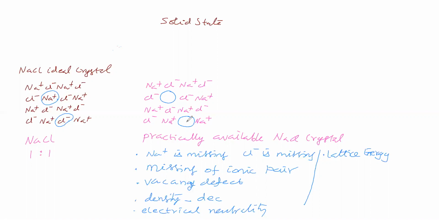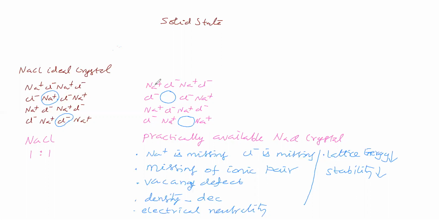So what happened to the attraction due to these vacant sites? Due to these two vacant sites, the attraction is getting reduced. The magnitude of attraction is called the lattice energy. Here, due to vacant sites, the magnitude of attraction is getting reduced. Therefore, we can say lattice energy is getting reduced. So the magnitude of attraction getting reduced means stability is getting reduced, we can say.